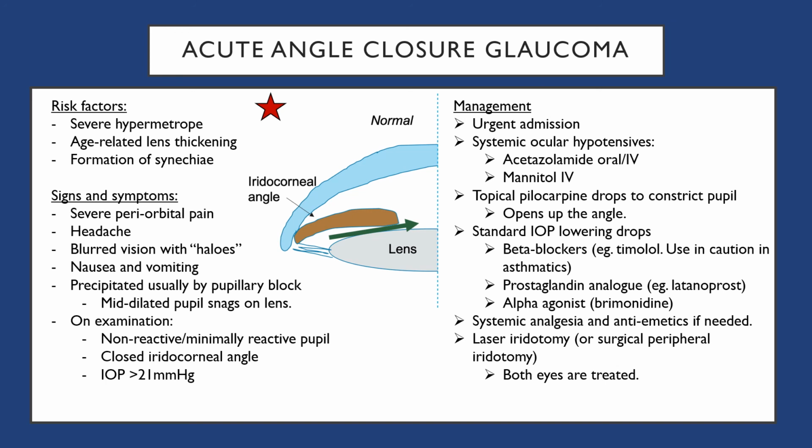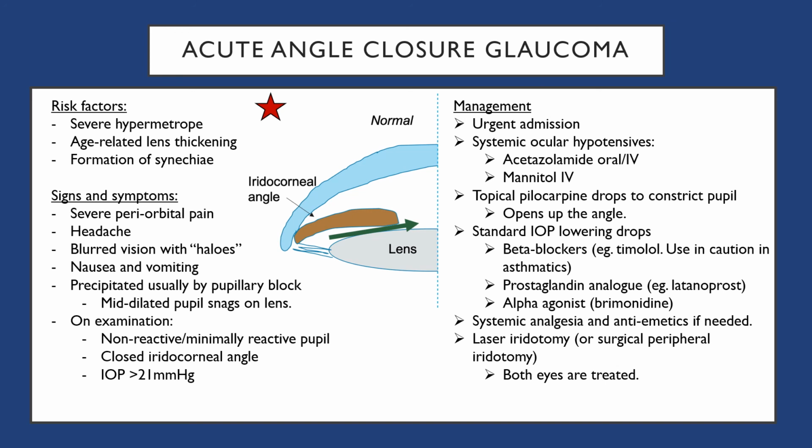In terms of managing these patients, they need urgent admission to a hospital. They need to be given systemic ocular hypotensive medication. So this is something to reduce the pressure within the eye. And often it's IV acetazolamide, which is then converted to oral. You can also try IV mannitol. In addition to this, you give patients topical pilocarpine drops to constrict the pupil.